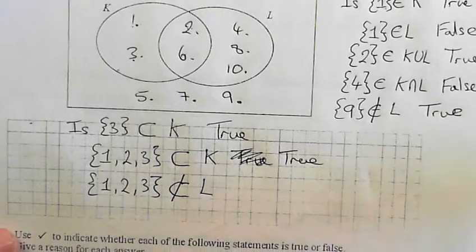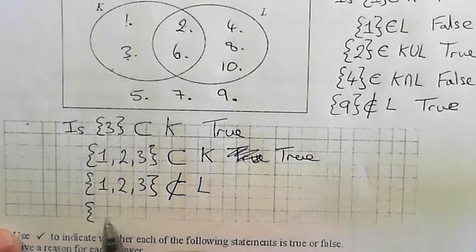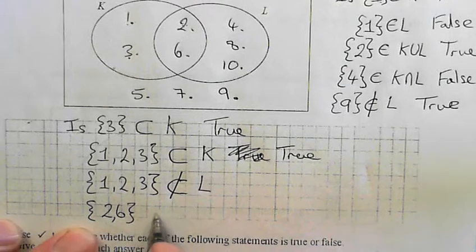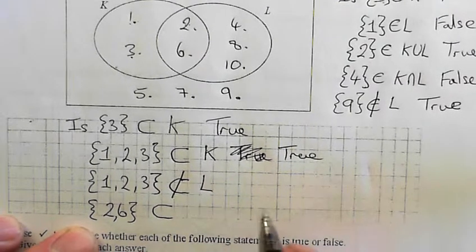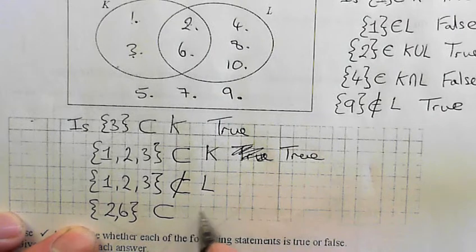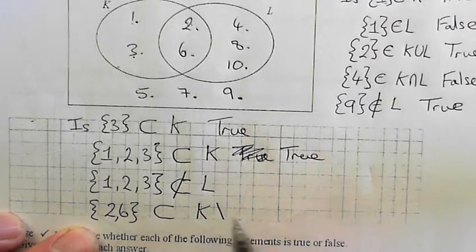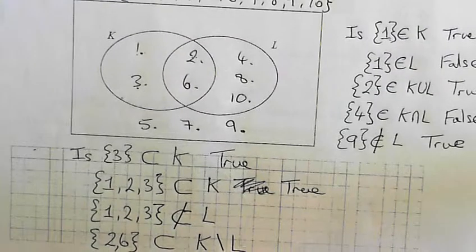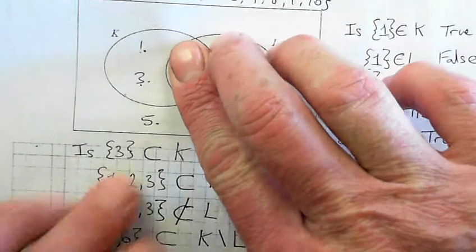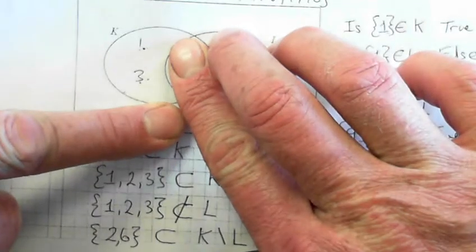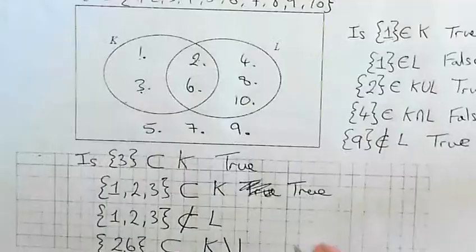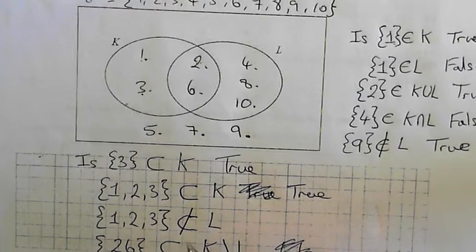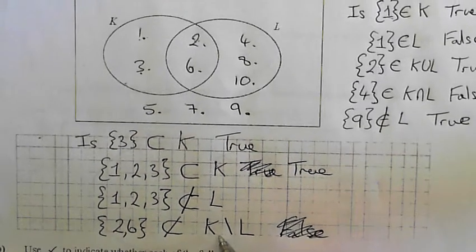And one more. Is 2 and 6 contained inside K less L? What's K less L? K without L. False. Is 2 and 6 contained inside that space? False. Or I could just write 2 and 6 is not contained inside K less L.